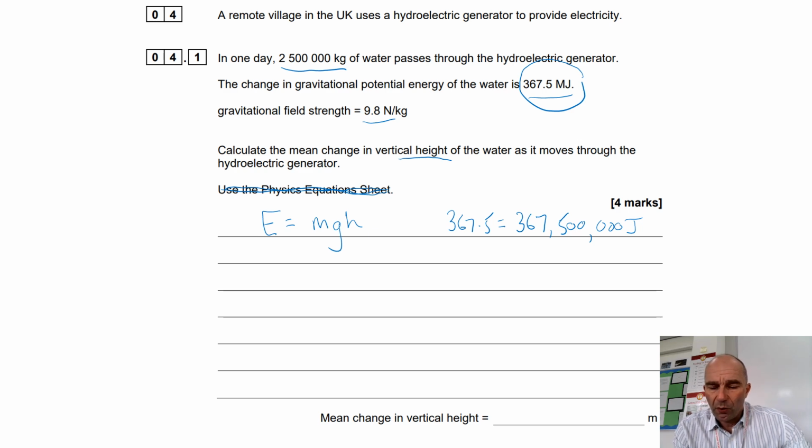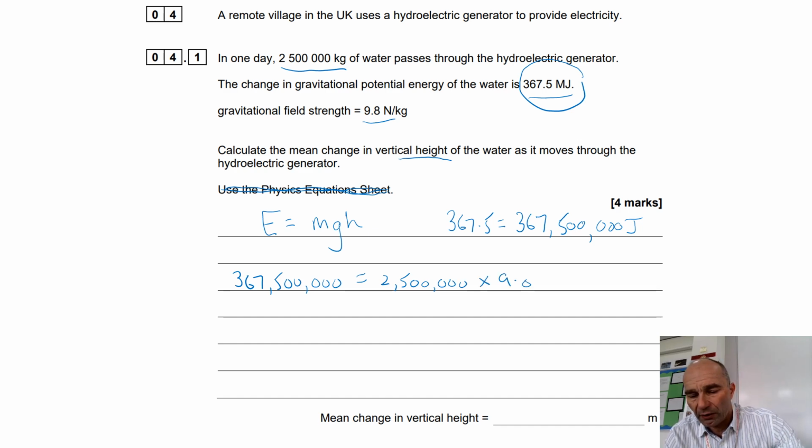Now, we've picked up 1 mark for doing that conversion, and put the numbers in. So we've got 367,500,000, and just be careful that you're writing down the correct number of zeros, particularly when you put this into your calculator. Don't want to lose any marks for making silly mistakes. We've got a mass of 2.5 million multiplied by our gravitational field strength of 9.8 newtons per kilogram, and the height is the unknown. We've now picked up a second mark for substituting our numbers in correctly.